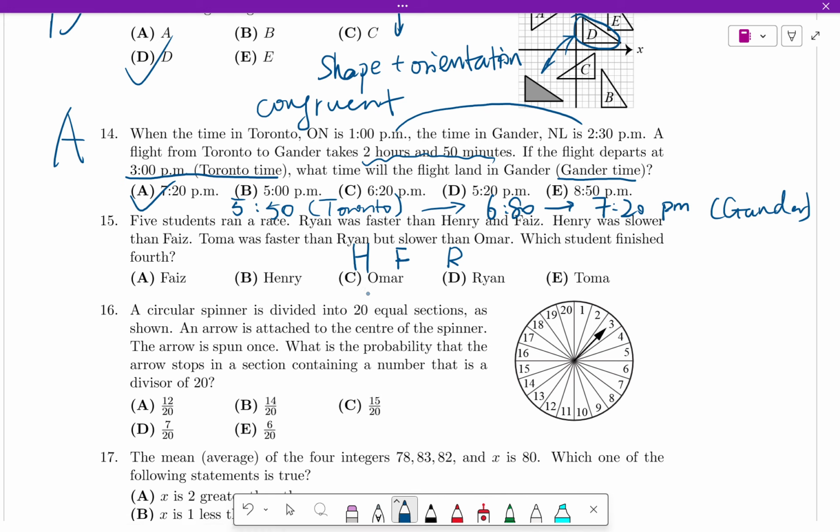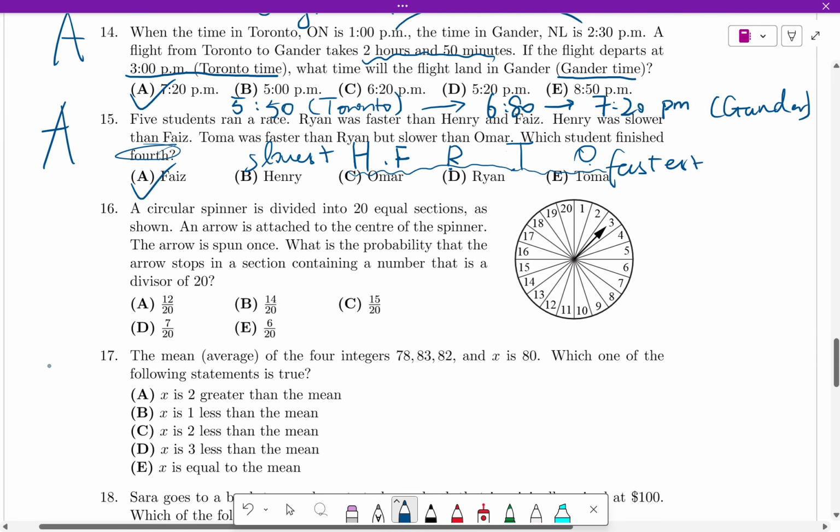Toma was faster than R, which means T is somewhere here, but slower than Omar, so O is even faster than Toma, which means this would be the order of the students. And we are looking for the student who finished fourth, so this is the fastest and this is the slowest. So we can start counting. The first place, Omar, Toma, Ryan, and Fez. So the answer would be F.